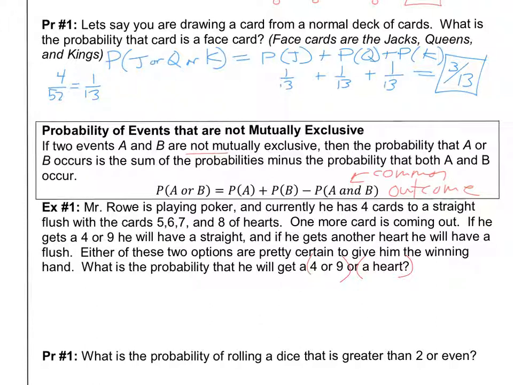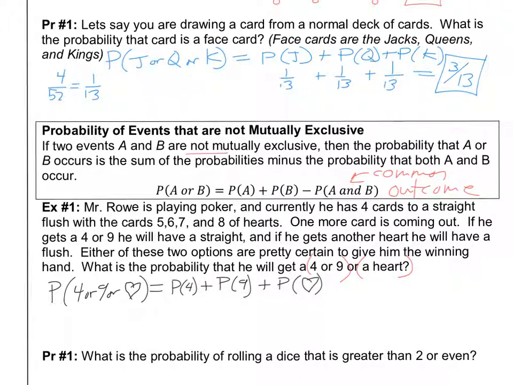So we want to know the probability of a 4 or a 9, or I'm just going to draw the heart symbol, or a heart. Well, that's going to be the probability of getting a 4 plus the probability of getting a 9. Those are mutually exclusive. We don't have to subtract anything. But as soon as we say, let's also account for the probability of getting a heart, sorry if my hearts are not very pretty, we have to account for the duplicates.